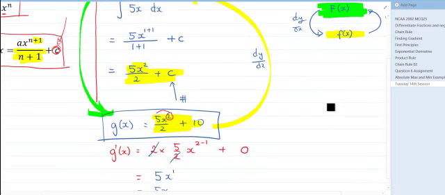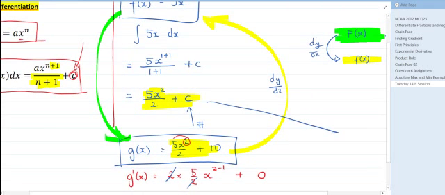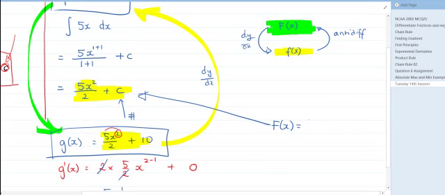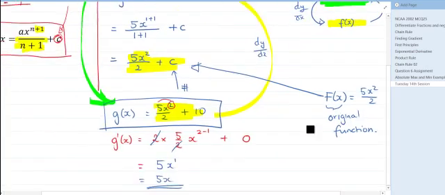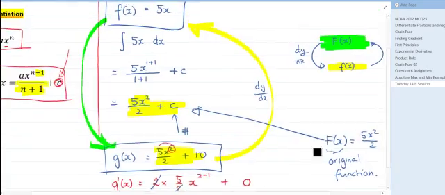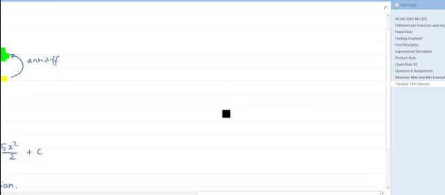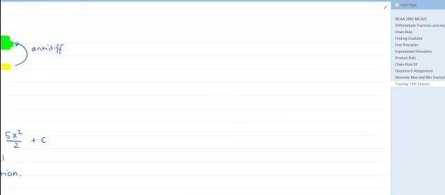So after antidiffing, this function right here, we write as capital F of x is equal to 5x squared on 2 plus c. This just basically means the original function. Okay? That's pretty much it. That's the concept of antidiffing. But I'm going to do a few more examples just so you get used to this, okay? So let's do a few more.